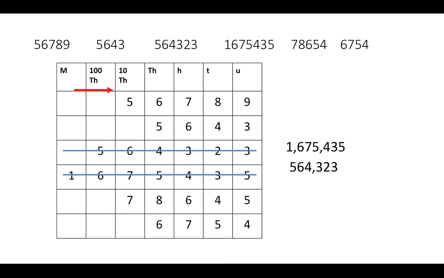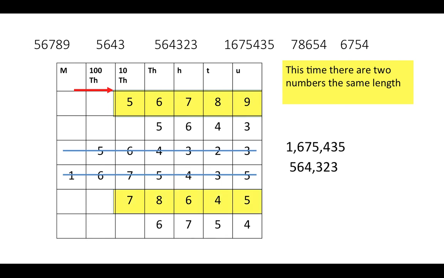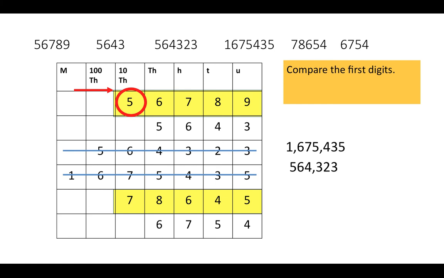There are two numbers that have digits in the 10,000s. It's this one and this one. These are both the same length. So how do we know which is the biggest? Well, what we need to do is compare the first digits. One is 5 and one is 7. Well, 7 is bigger than 5, so this one starting with 7 must be the next biggest number.